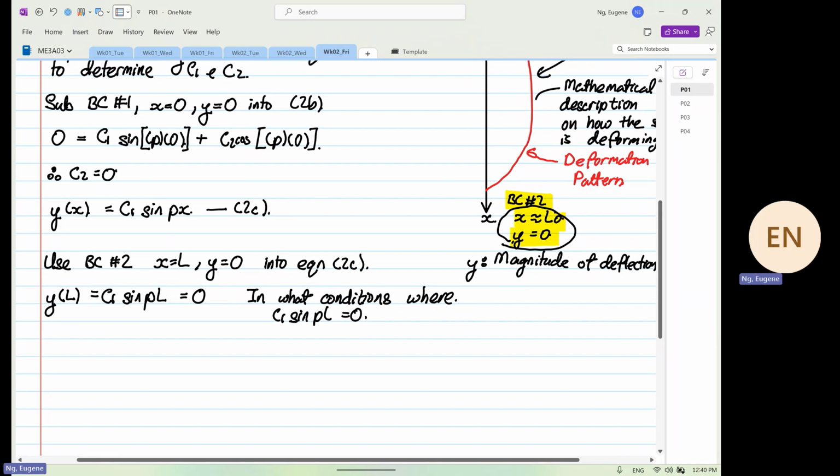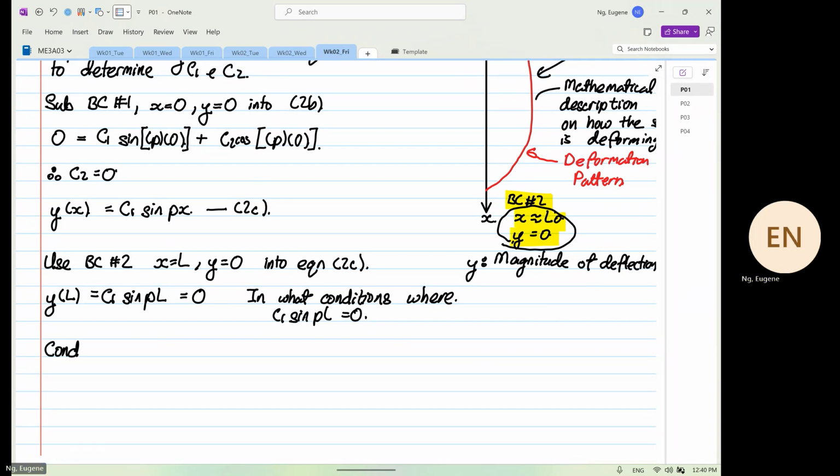So in the condition, so we are going to put the conditions is where pL is equal to N multiplied by pi, okay, where N can be equal to 1, 2, 3, 4, so on and so forth. So when that's the case, sine N pi will be equal to what? 0. Okay.